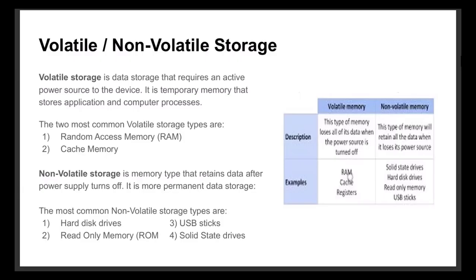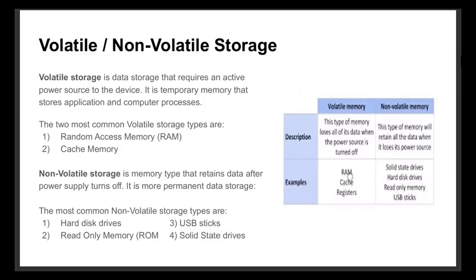Next, we're going to discuss the difference between volatile and non-volatile storage. Volatile storage is data storage that will require an active power source. The most common type of volatile storage is RAM memory. We'll discuss that in more detail in a moment.